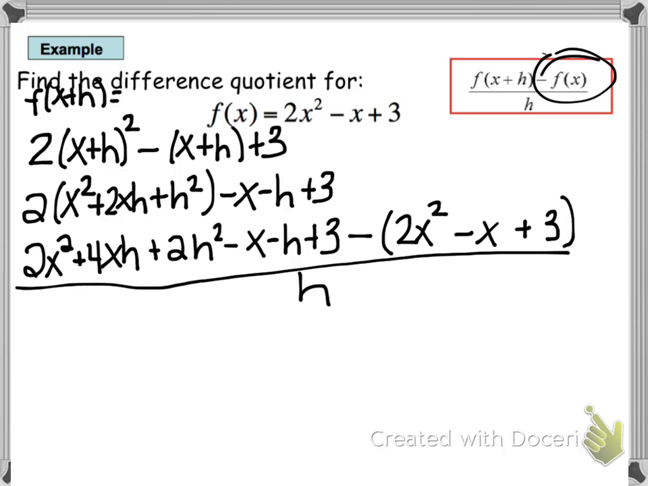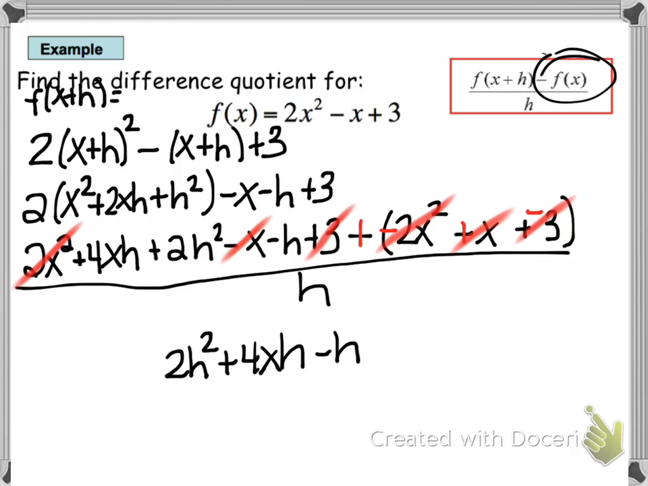Just to save on paper here, I'm going to distribute my negative signs, so the 2x squared is going to be negative, the negative x is going to be positive, and the 3 will be negative. And now we can look for some canceling that will happen. Looks like those 2x squareds cancel out, so do the x's, and so do the 3's. So what do we have left? We're left with 2h squared, a 4xh, and a minus h, and all that will be divided by h.